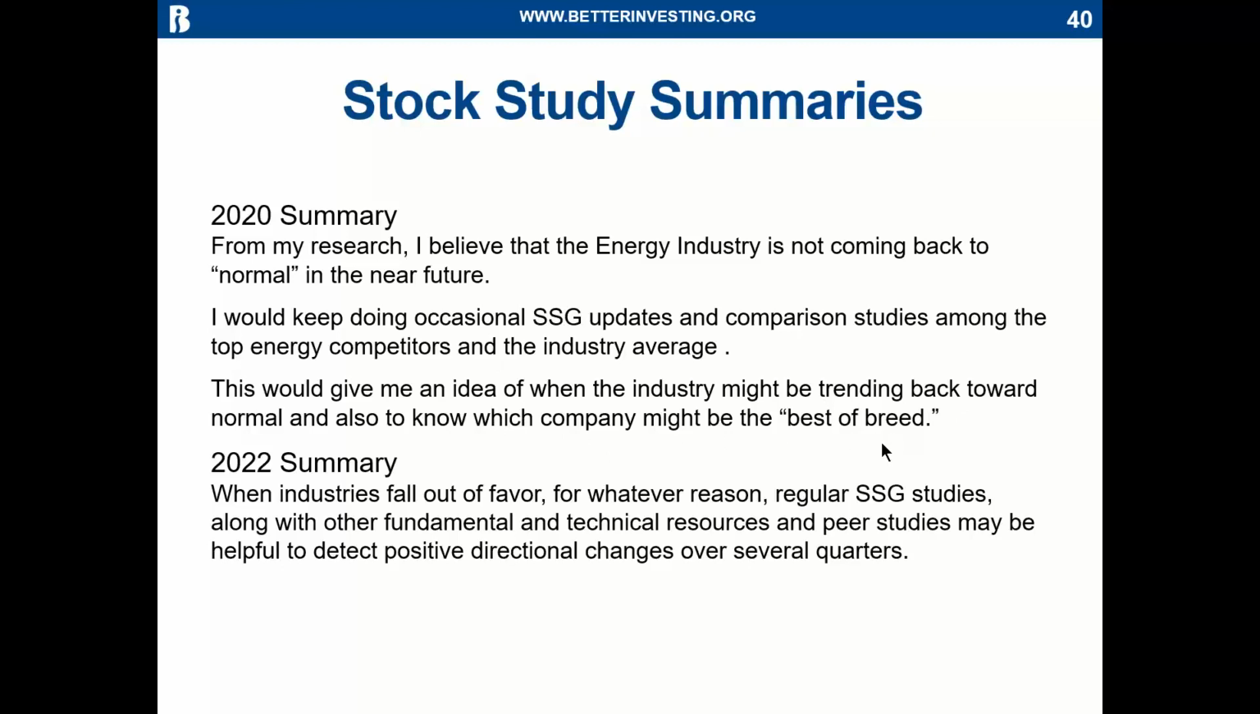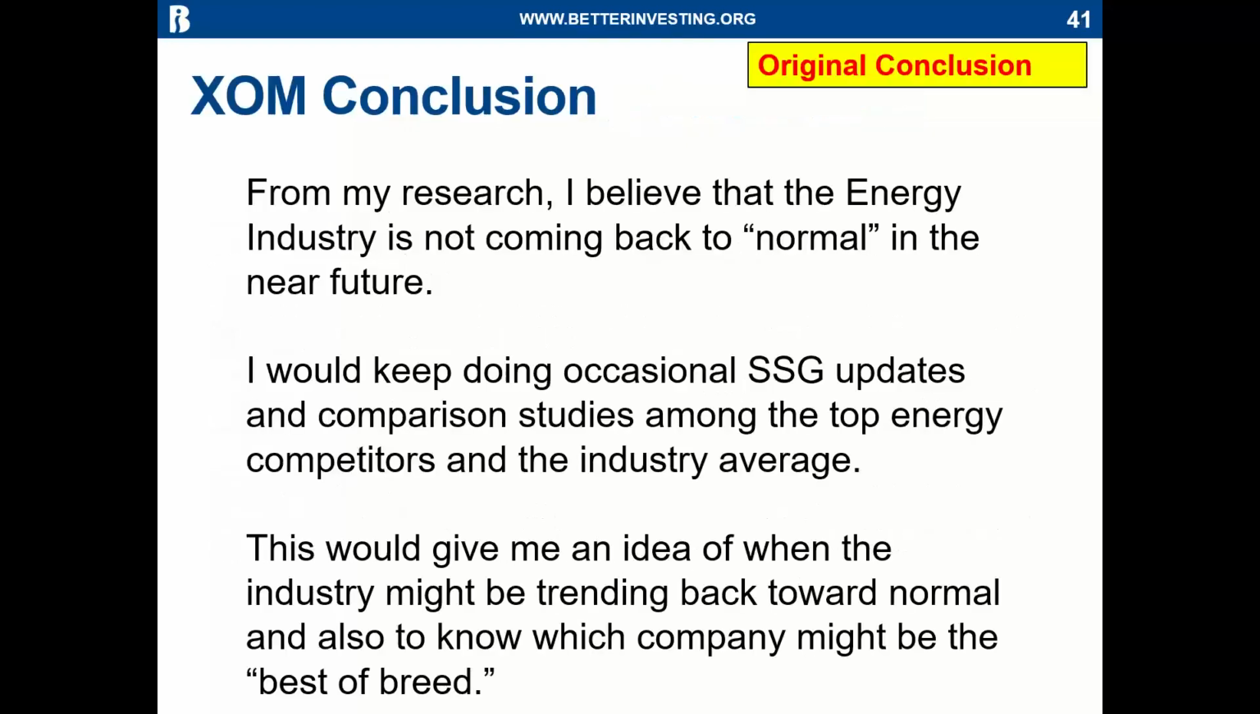And again, with my current summary, when industries fall out of favor for whatever reason, doing regular SSG studies along with fundamental, technical resources and peer studies may be helpful to detect positive directional changes over several quarters. Okay, and I believe that is my last slide.